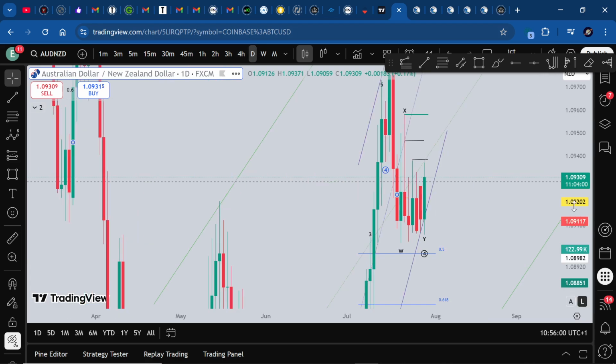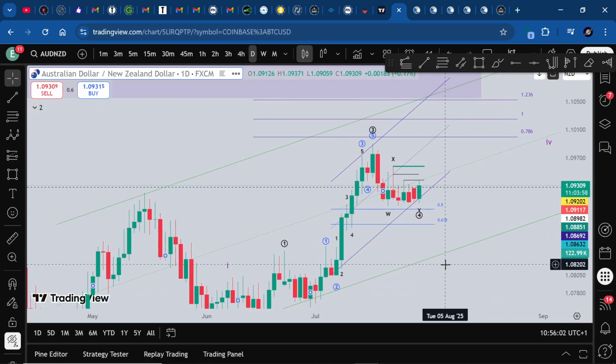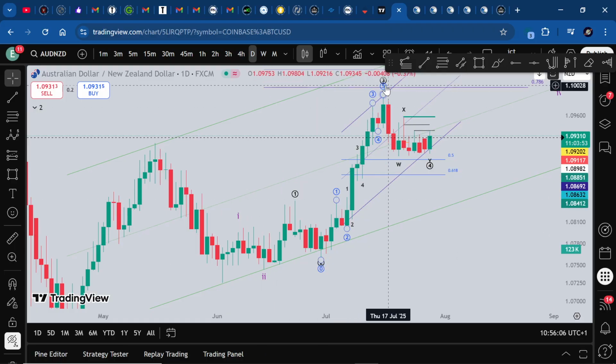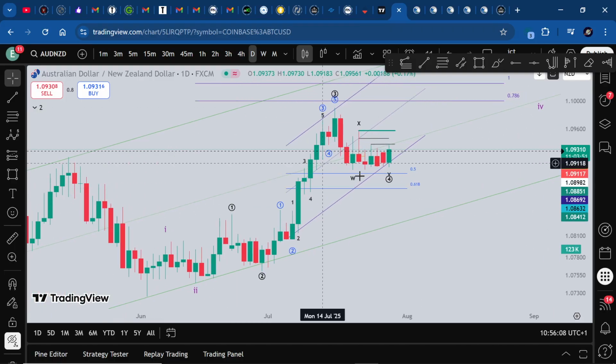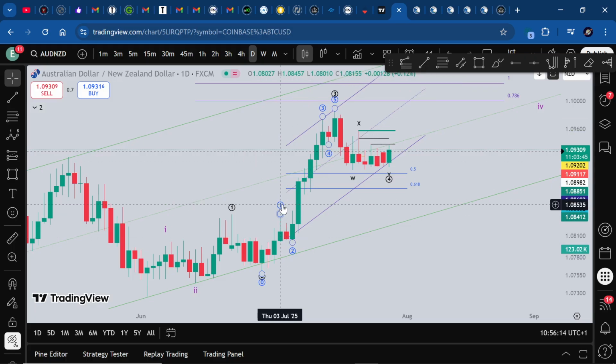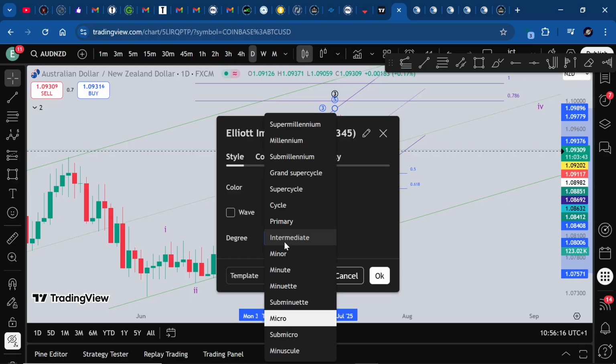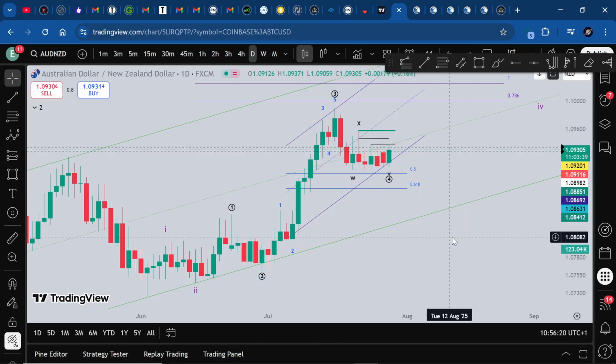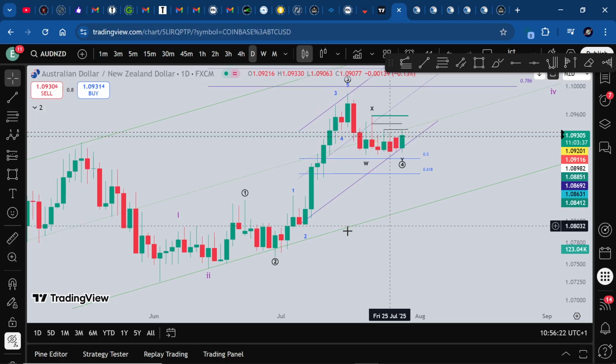AUDNZD, where we've had this potential 1, 2, 3 in black. Okay, the blue is just the subwaves of this, and the black is the smaller waves. We don't really need that on our charts now, so at least let me make them smaller. Okay, this is the count. Feel free to copy it.